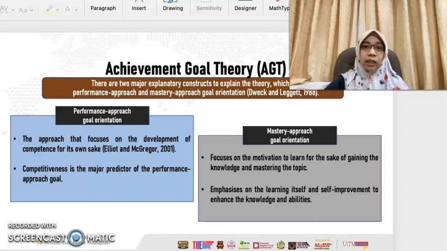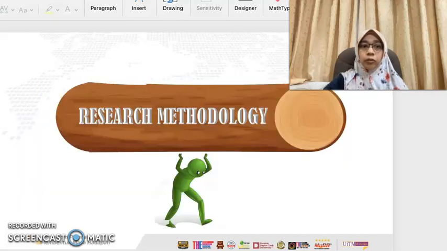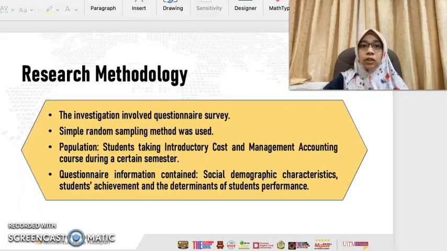So that's basically the achievement goal theory. This theory is what underpins this study. Next, we move on to the research methodology. In the research methodology, we explain how the research is being conducted.